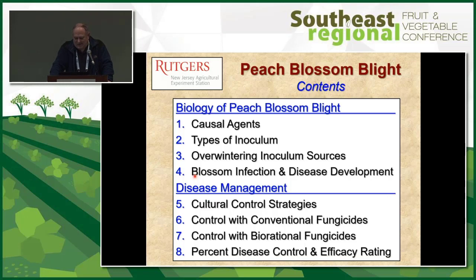Okay, so we'll first look at some causal agents. What are the causal agents? And then the types of inoculum, and then overwintering inoculum sources, and finally infection itself and disease development. We'll cover those areas for the biology. And then under management, we'll go over the cultural control measures and also the conventional fungicides that you're currently using.